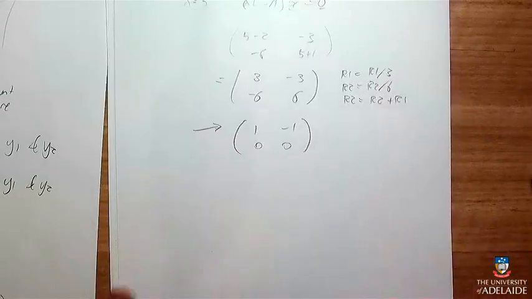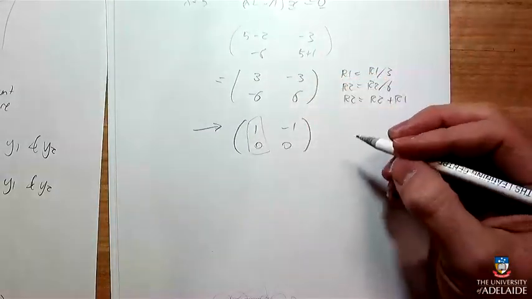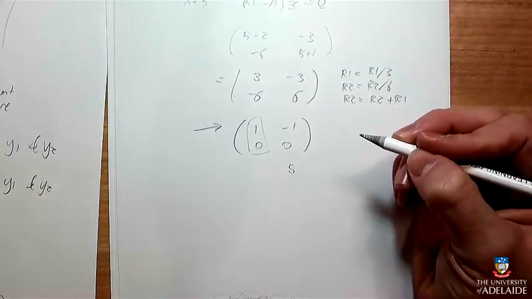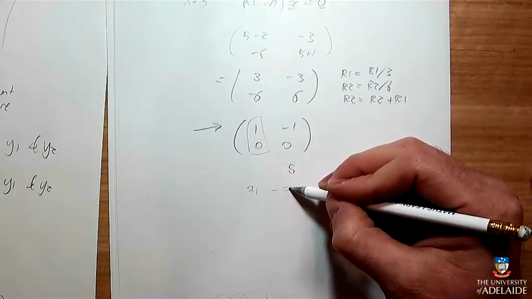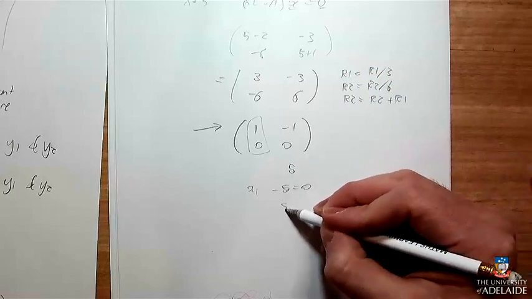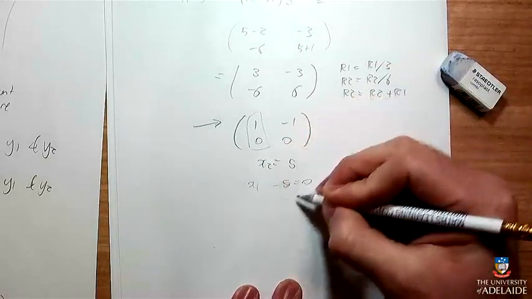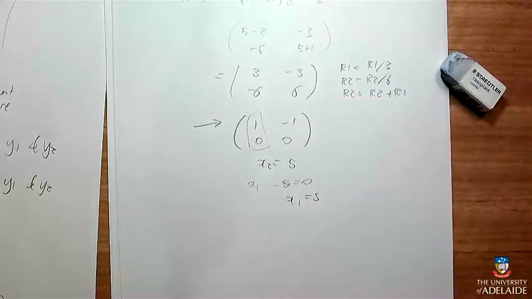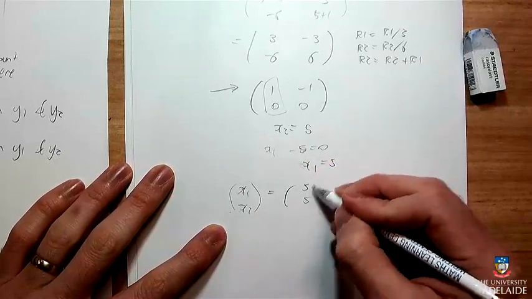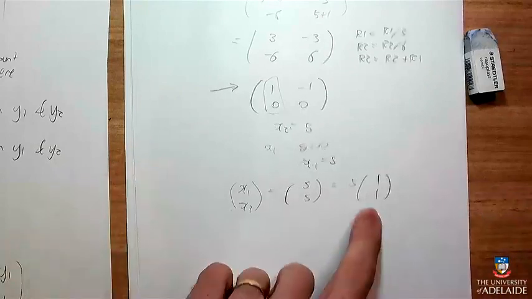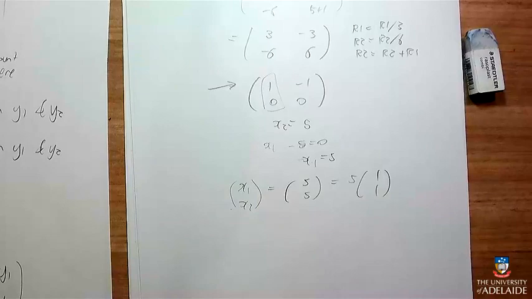So with this one, I haven't finished finding my eigenvectors yet. There's a pivot here, and I'd call this S, and then we'd have x1 minus S equals 0, and therefore x1 is also S. And so my x1, x2 becomes S, S. So there's my eigenvector there, because I can bring the 1 out of that and get 1, 1.